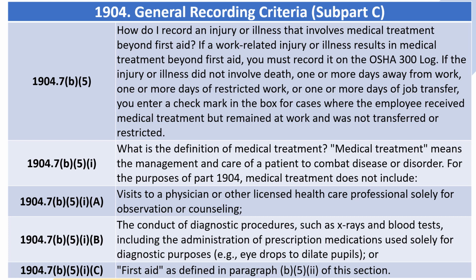1904.7(b)(5)(i). What is the definition of medical treatment? Medical treatment means the management and care of a patient to combat disease or disorder. For the purposes of Part 1904, medical treatment does not include 1904.7(b)(5)(i)(A) through (C). Visits to a physician or other licensed healthcare professional solely for observation or counseling. The conduct of diagnostic procedures, such as X-rays and blood tests, including the administration of prescription medications used solely for diagnostic purposes, e.g., eye drops to dilate pupils, or first aid as defined in paragraph (b)(5)(ii) of this section.